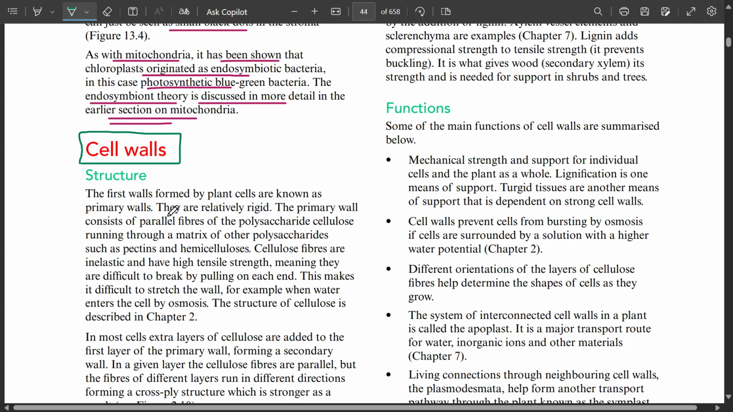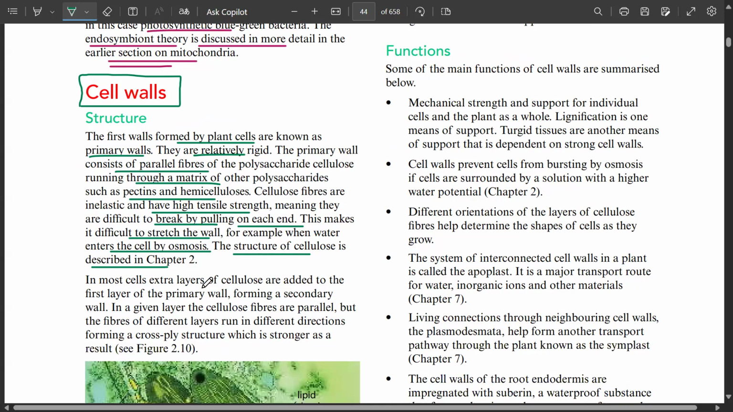Good. The first walls formed by plant cells are known as primary walls and they are relatively rigid. The primary wall consists of parallel fibers of the polysaccharide cellulose running through a matrix of other polysaccharides such as pectins and hemicelluloses. Cellulose fibers are inelastic and have a very high tensile strength, meaning they are difficult to break by pulling on each end. This makes it difficult to stretch the wall. For example, when water enters the cell by osmosis, the structure of cellulose is described in chapter 2.